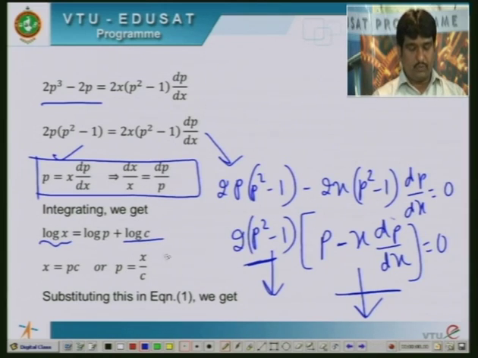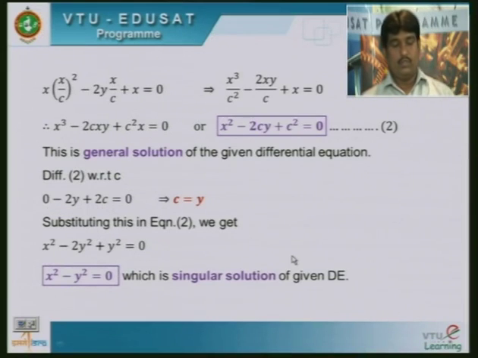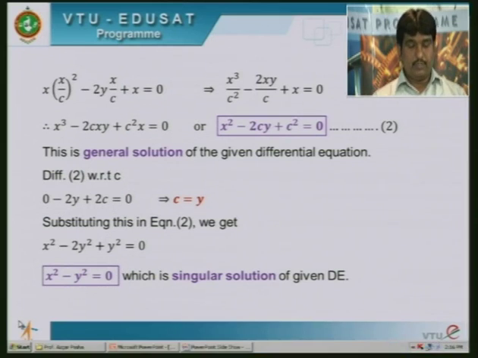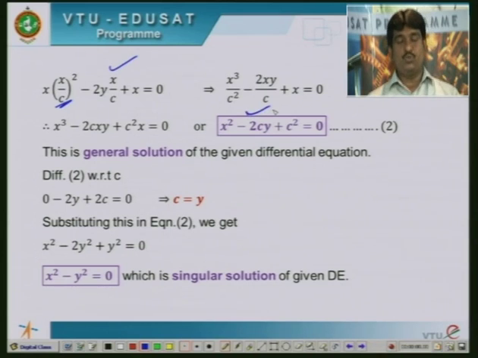So, after using properties of logarithms, we get x equals to pc, which in turn implies p equals to x by c. Now, substitute this value of p in the given equation. So, when you substitute this p value here, x into p square minus 2y into p plus x equals to 0, and simplify this, we get x square minus 2cy plus c square equals to 0, which is the general solution of the given differential equation.